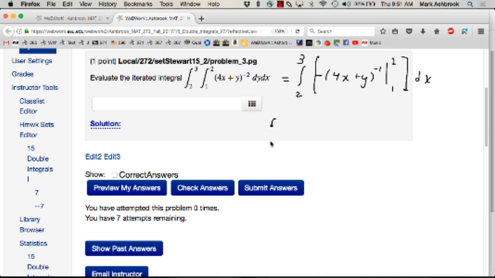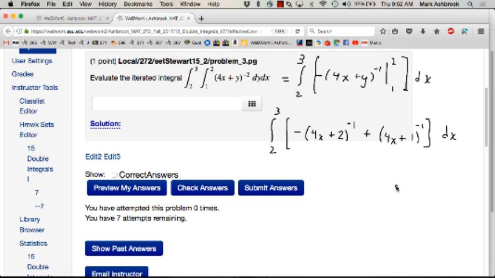So what do we get? So we plug 2 in, and we're going to get negative, what, 4x plus 2 to the minus 1. And then minus a minus will be plus 4x plus 1 to the minus 1.